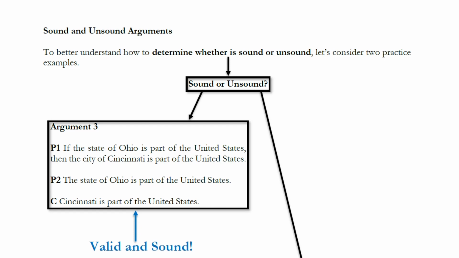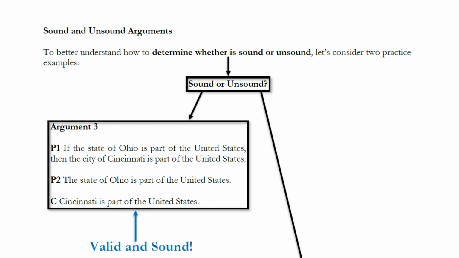This means that argument 3 is in fact a valid argument. But is it sound? This requires that both of the argument's premises are in fact true. So now we're going to stop merely assuming that the premises are true, and we're going to ask, are these premises really correct? Well, P1 is true. Cincinnati is a city that is contained within the jurisdiction of the state of Ohio. So, if Ohio is part of the United States, then Cincinnati will be part of the United States as well. This means that P1 is in fact correct.